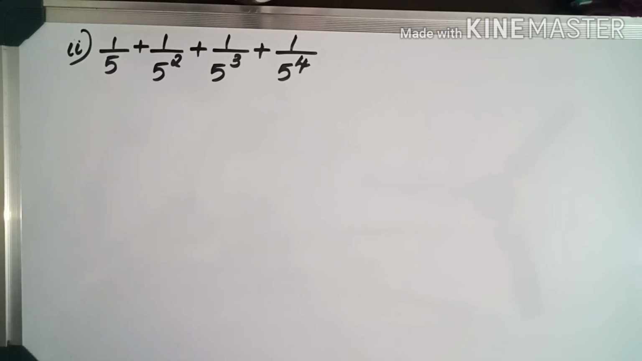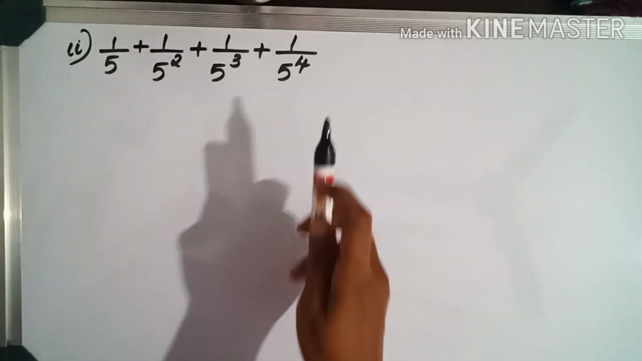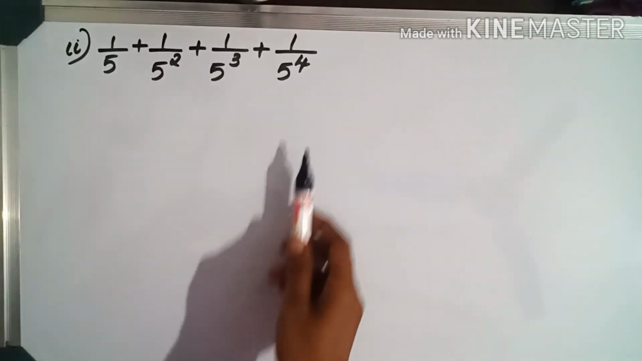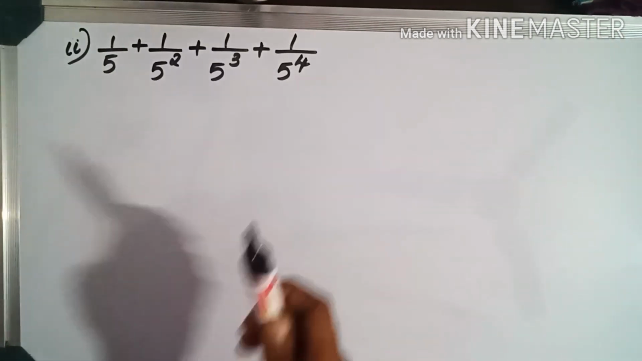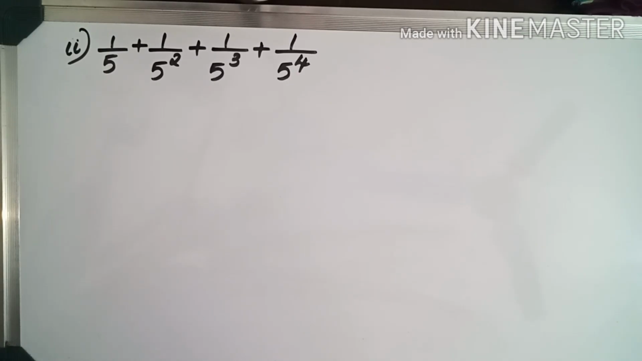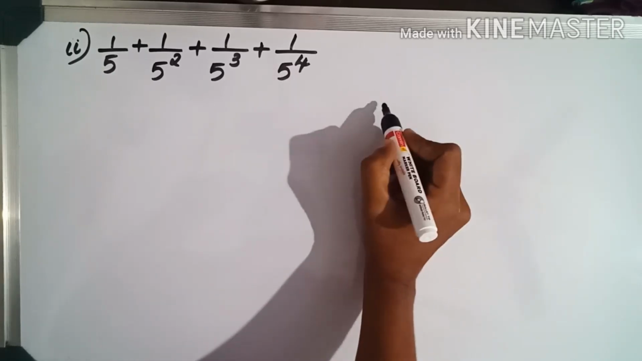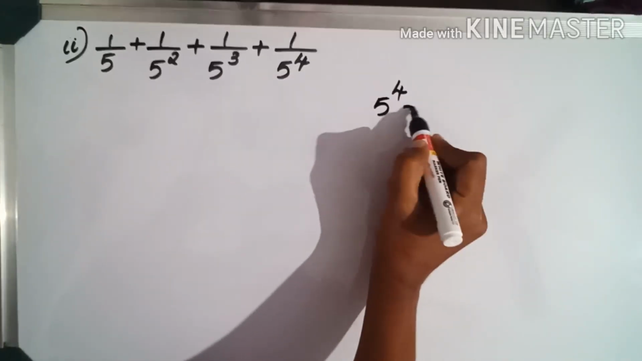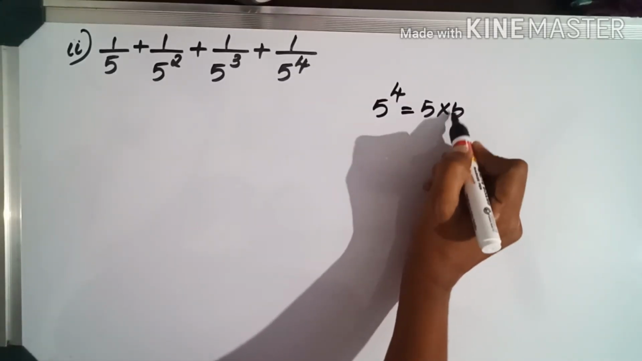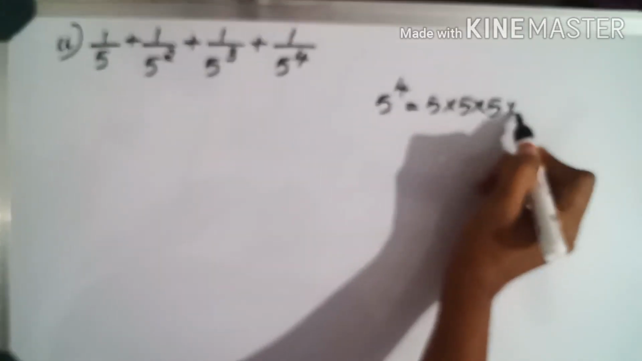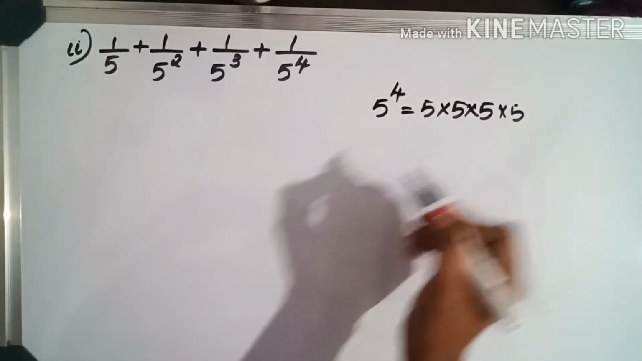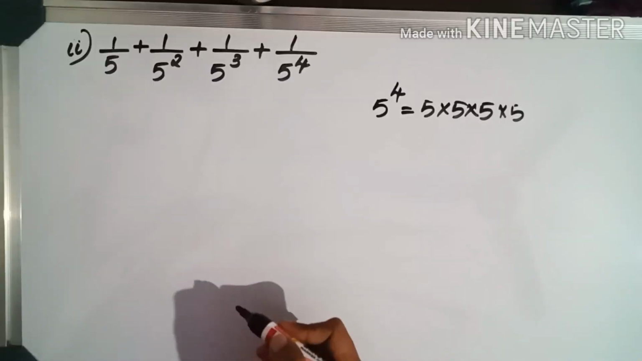So the first step is to convert the denominators into the highest denominator. Here the highest denominator is 5 raised to 4. So we need to convert all the denominators into 5 raised to 4. Now 5 raised to 4 means 5 into 5 into 5 into 5, total 4 5s.